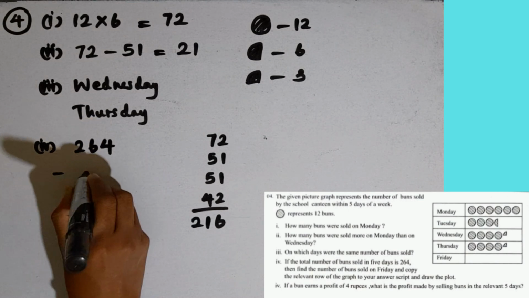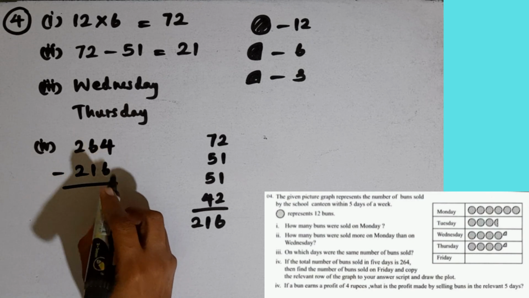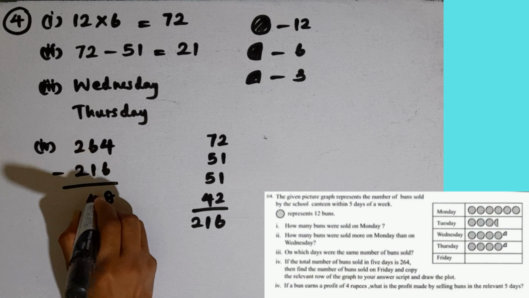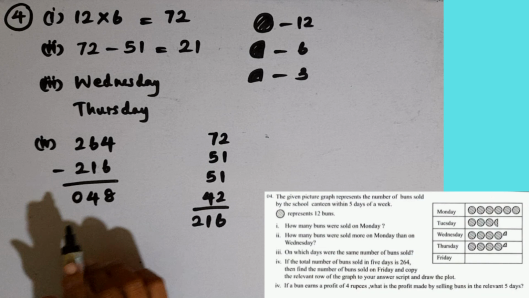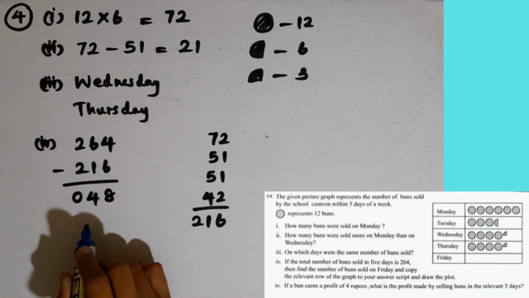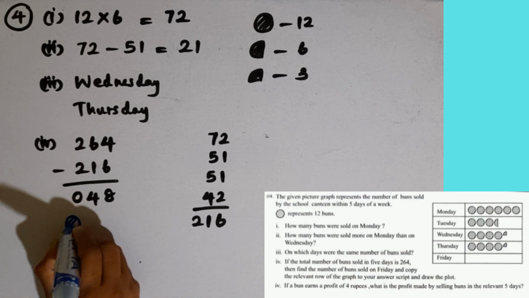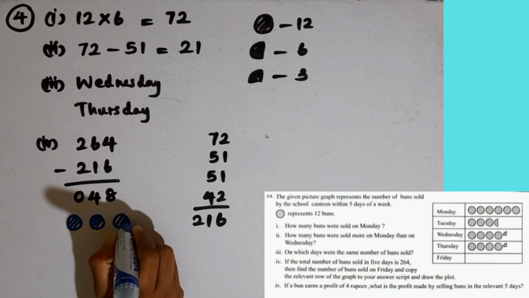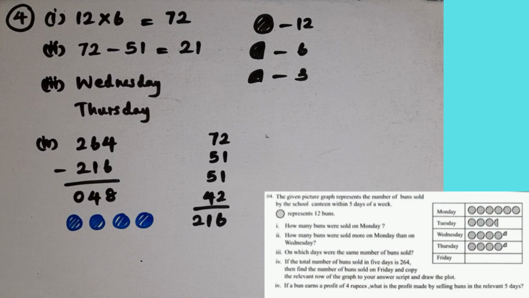Now we have to subtract this from 264. 14 minus 6 is 8. The remaining is 5. 5 minus 1, 4. Here 0. In Friday we have 48 buns. So how to represent that one? 12 times 4 is 48. So we can use 4 circles. Four circles with the same size.